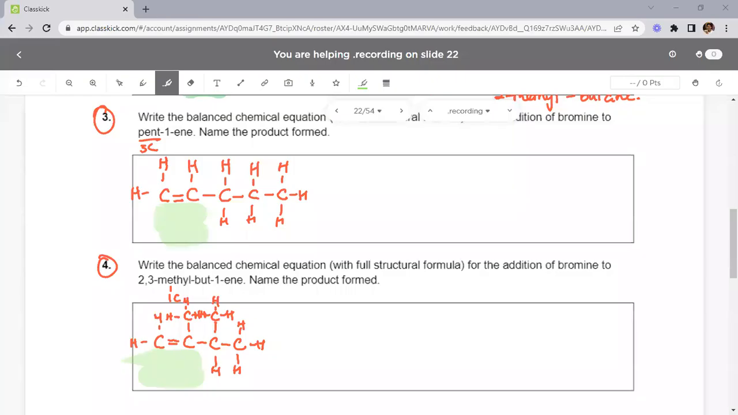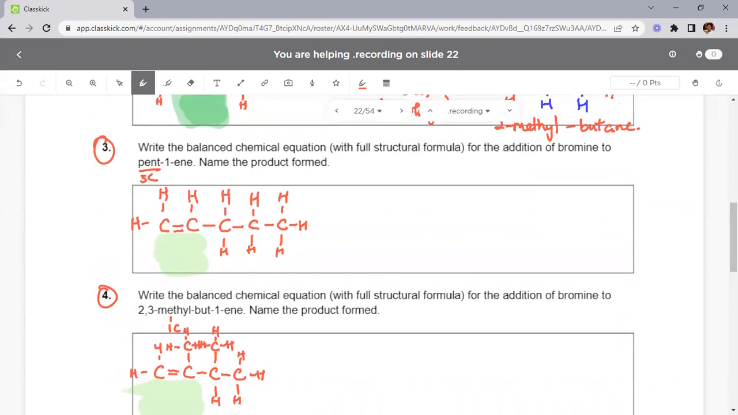Okay, so I'm going to pause the record. So we should have some time to have drawn the thing. So I'm just going to go through it right now. Okay, so this is your pent-1-ene. We're going to add bromine to it. Your arrow now doesn't have any condition on top because it's at room temperature and pressure.